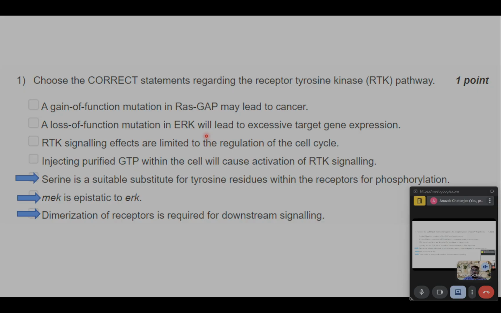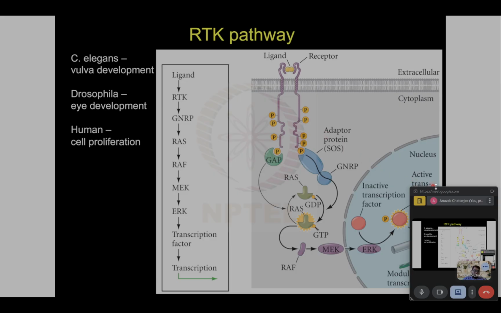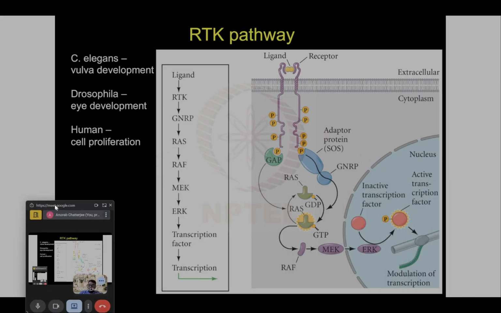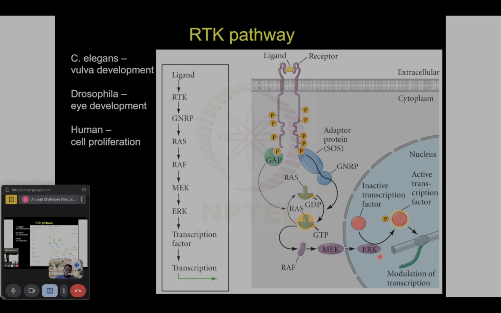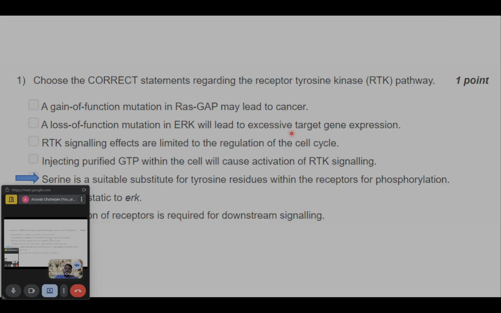A loss of function mutation in ERK will lead to excessive target gene expression. So if you look at it again, ERK is the final downstream target that goes into the nucleus and activates transcription. So a loss of function of ERK will essentially remove this. So even if the RTK pathway is active with the ligand binding to the receptor, there will be no downstream transcription, and so no ERK being there will cause no transcription. And the option says will lead to excessive target gene expression, which is obviously not true, so this is also not a correct option.